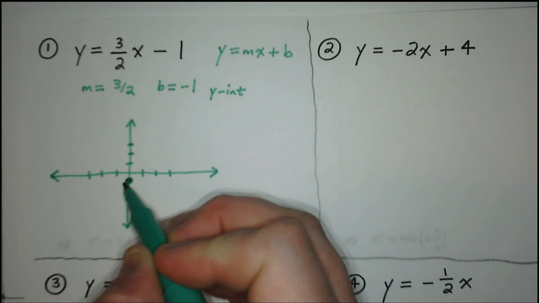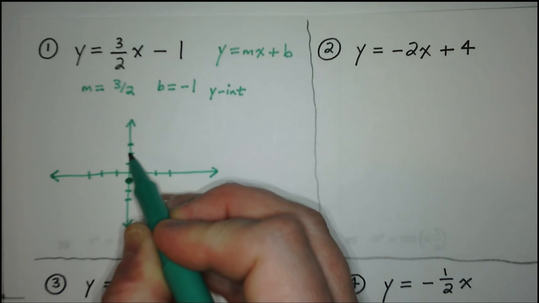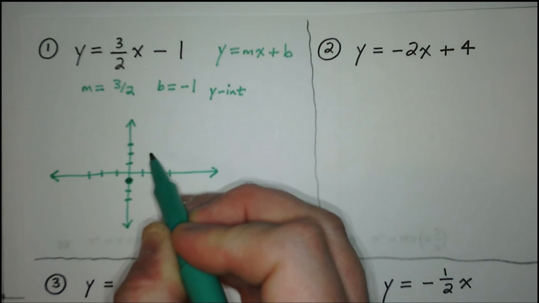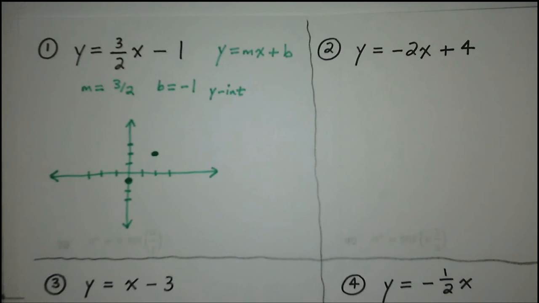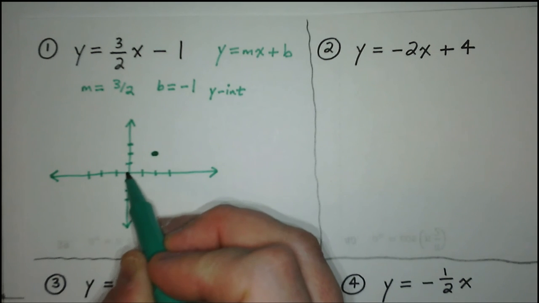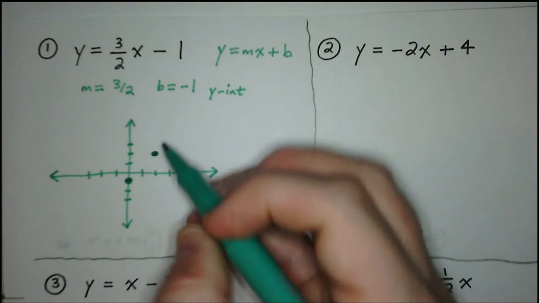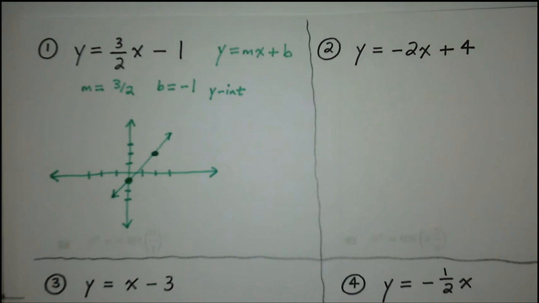So from this dot we go up 1, 2, 3, and then we go over 1, 2, and we can put another dot right there. So up 3, over 2, and there would be our line.